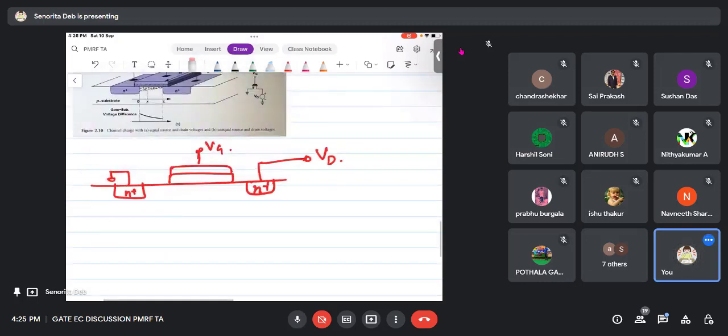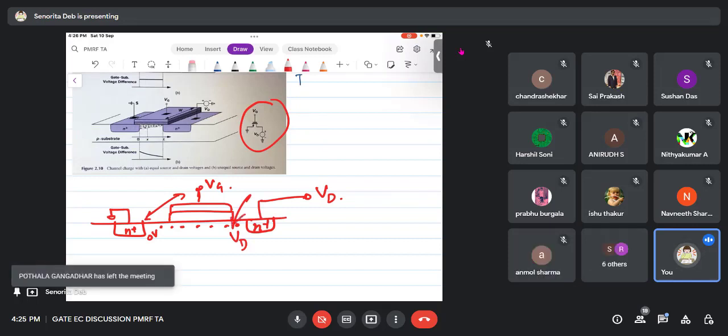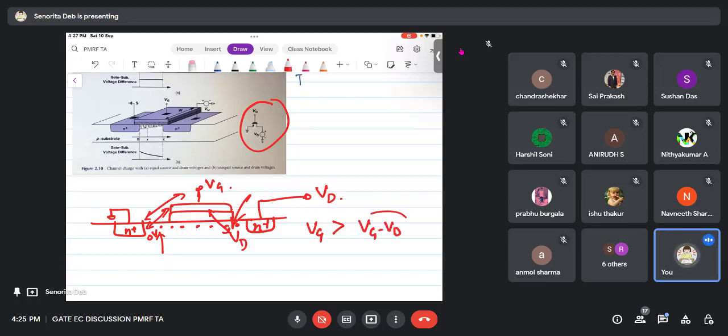You can see here is the next diagram where the source is grounded. So that means from here it is 0 volts, right? And here I am putting some voltage Vd. That means the potential at every point is now not the same. There will be more potential here and less potential here. Therefore the potential difference Vg minus Vd is what is at the drain, and Vg is at the source.